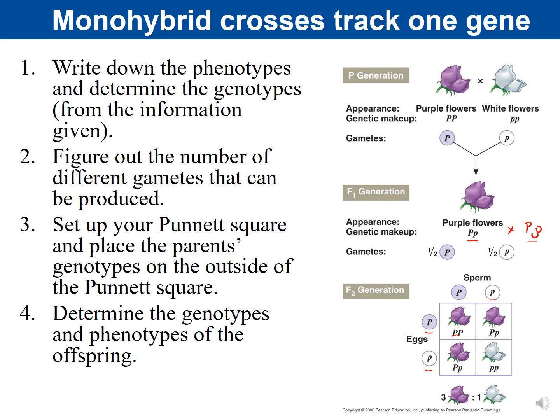Some are going to be big P, little p. And then some are going to be little p, little p. And so notice that if I asked you based on this monohybrid cross, mono meaning one, hybrid meaning they're heterozygous, what I'm going to get is 3/4 of the offspring would be purple, and 1/4 of the offspring would be white.